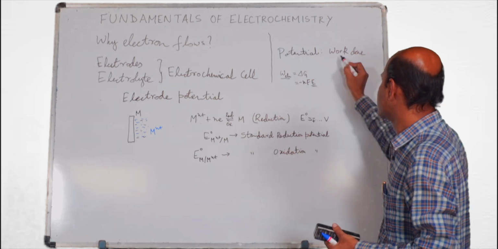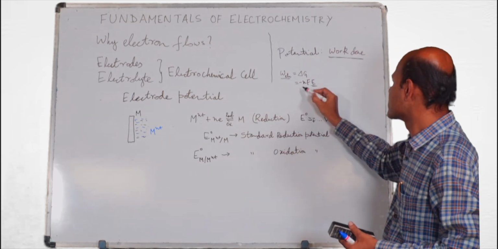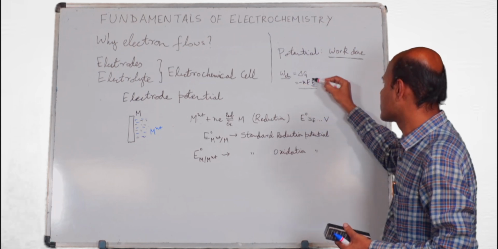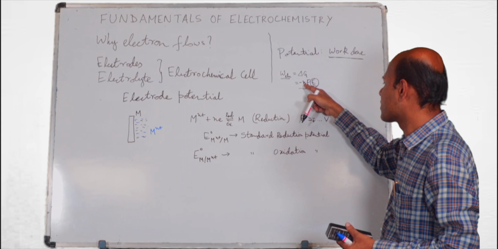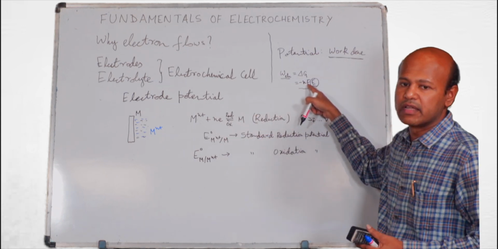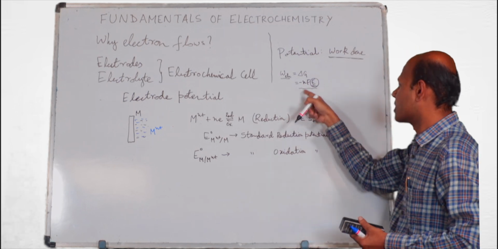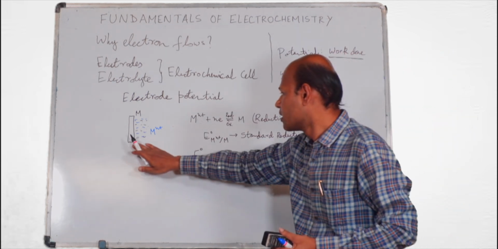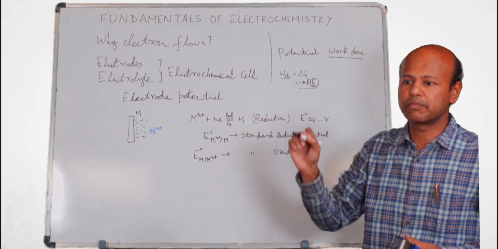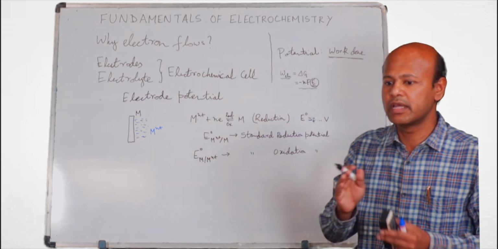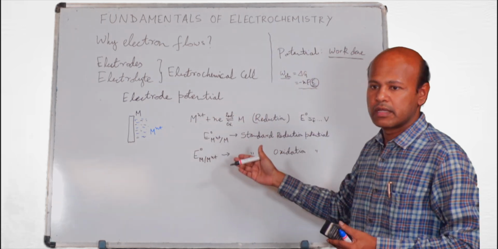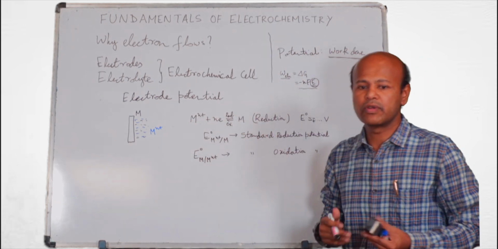As the definition shows, it is the work done, and the work done will be related as minus nFE. So whatever E we are getting, you have to multiply with the number of electrons, n, and F is the Faraday, the charge accompanied with each electron. So this is broadly how to define the electrode potential, that is, the phenomena happening at the electrode electrolyte interface. Now this is a single electrode. Now when you combine these, we get the full cell.